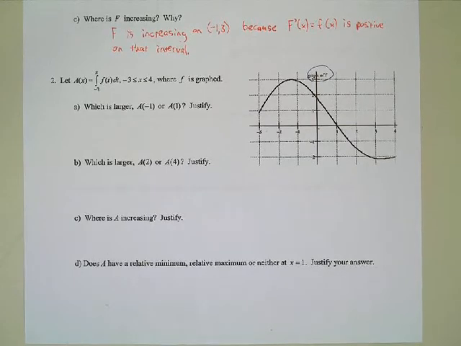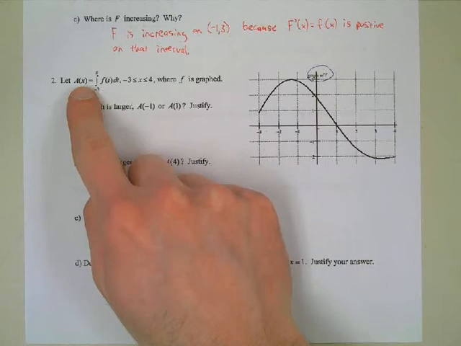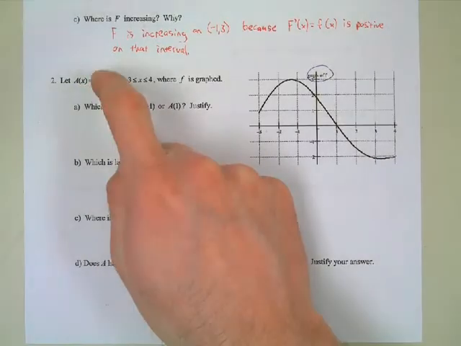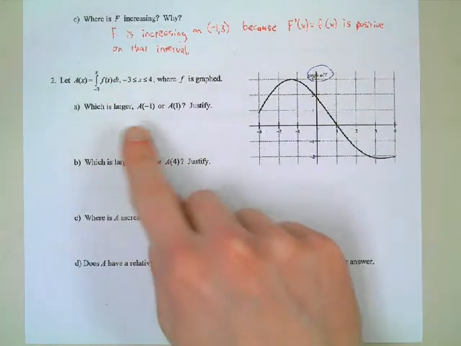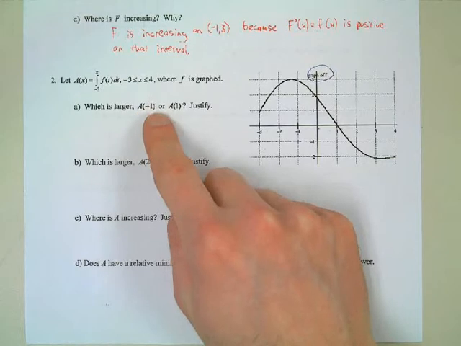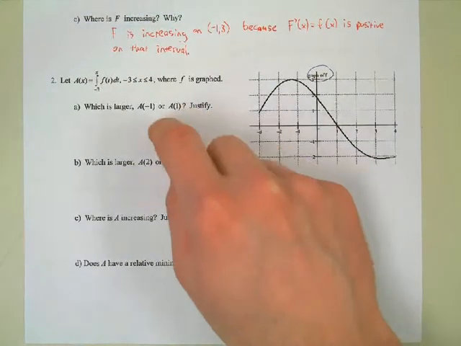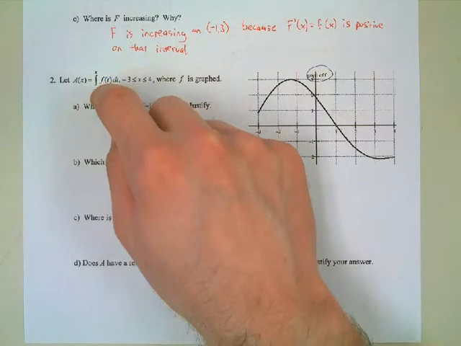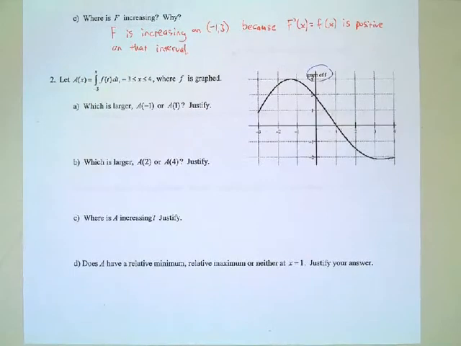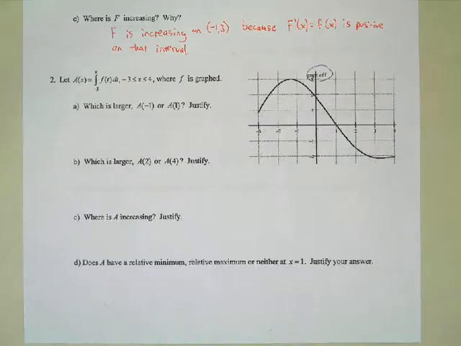What do you all think here? Take a minute and think about that. Capital A is defined as the integral from -3 to x of f of t. So which value will be larger? A of -1, that is the integral from -3 to -1 of f, or A of 1, which is the integral from -3 to 1 of f. Which one's going to be larger? Ryan, what do you say? A of 1. A of 1, okay. And what would your reasoning be?